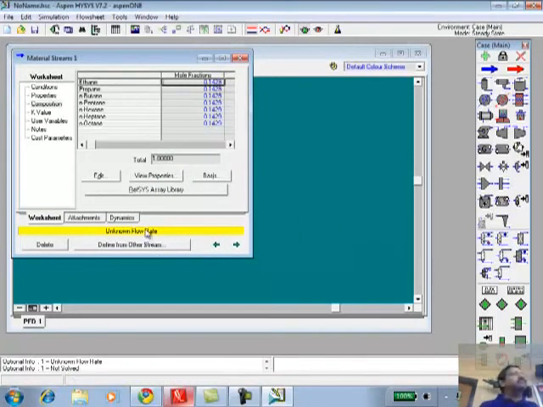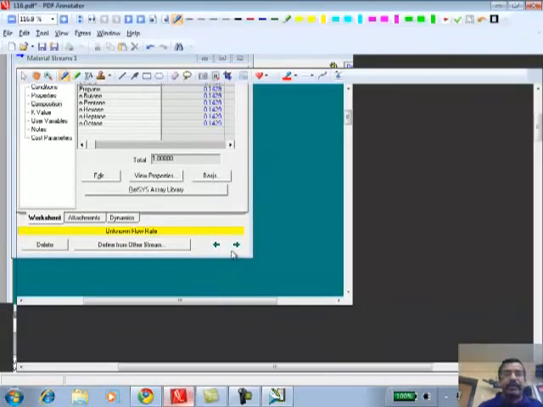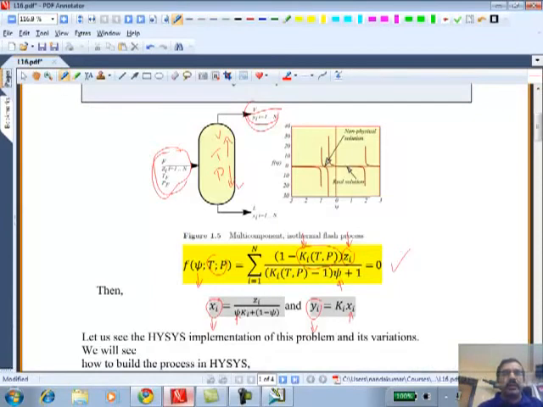Then it says, oh, unknown flow rate. We haven't specified that. Remember, in the feed, we said we have to specify, where was that? The feed rate, the temperature, the pressure, the compositions. Instead of temperature and pressure, we have chosen to specify pressure and vapor fraction. But you can specify the temperature if you know. But I don't know what the temperature is. That will make it a two-phase mixture. So I said, okay, take the vapor fraction as a given and solve for the temperature.